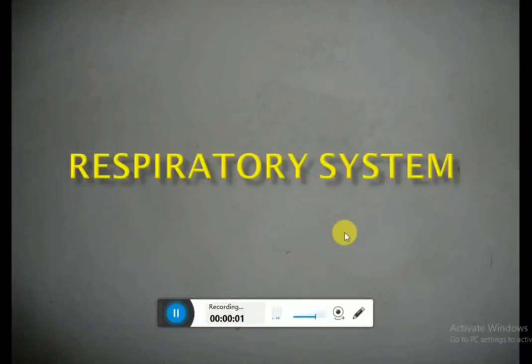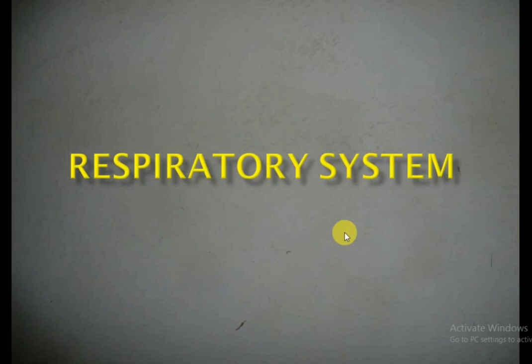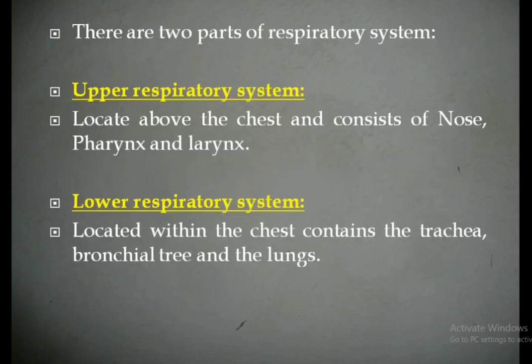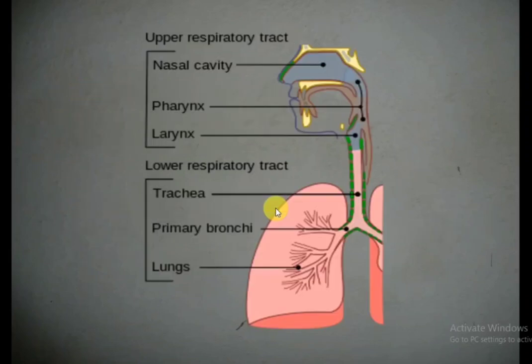Today we will see about the respiratory system of the human body. The air which we are taking inside of our body is mechanized by the respiratory system. This respiratory system is divided into two parts: one is the upper respiratory system and another one is the lower respiratory system. Here in the image you can see clearly the upper and lower respiratory tracts.